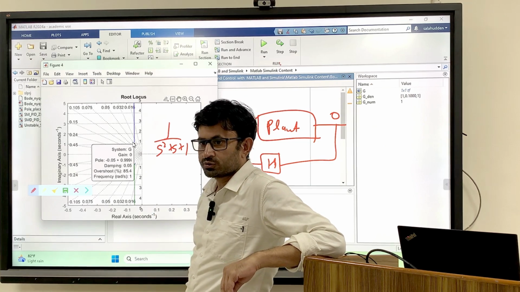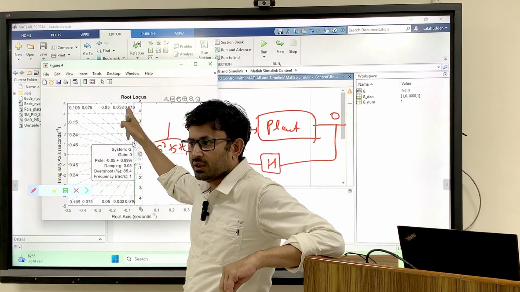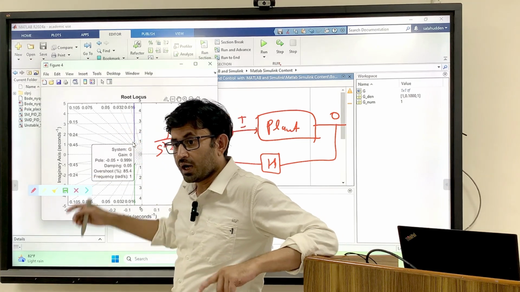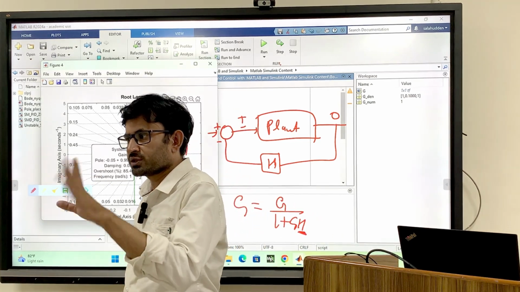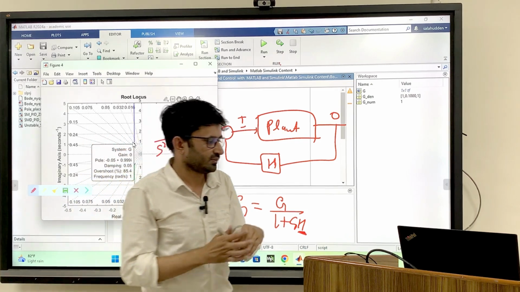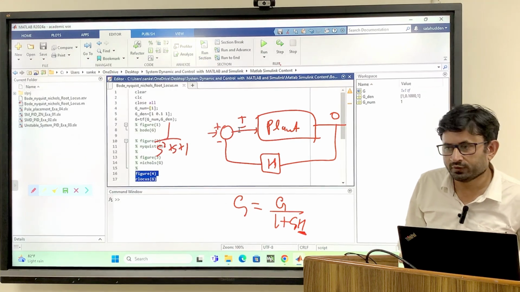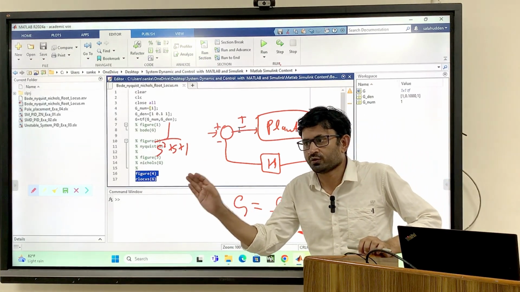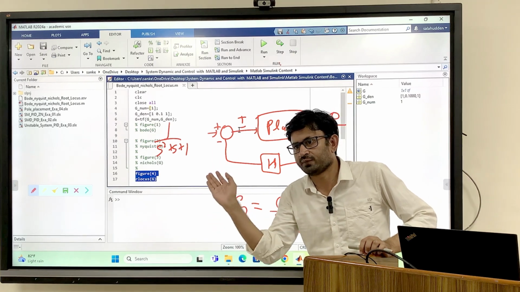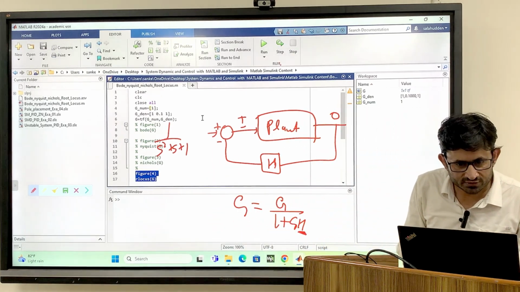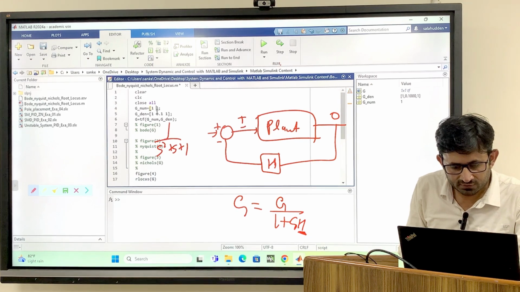Do we have any zeros? No, right? So that is why you are going to infinity. Now what I will do, I will put one zero and we will see how it comes. So what do you think? Should we put the zero on the left half plane or the right half plane? Right half plane we will put. Okay, we'll put one zero here.